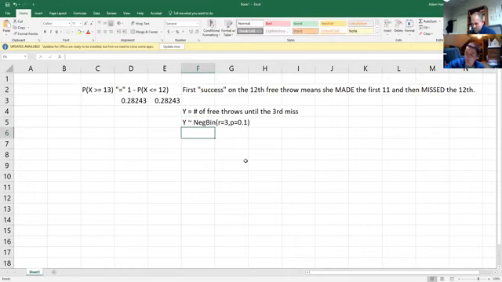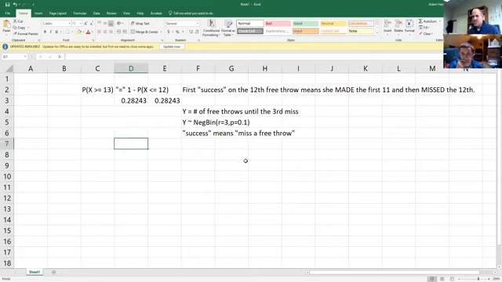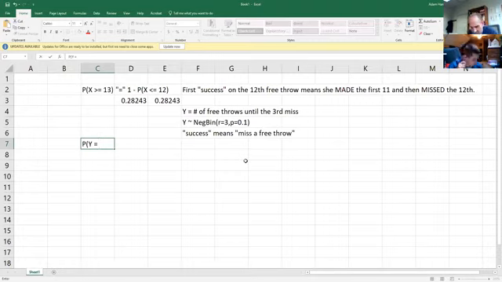And again, success means miss a free throw, right? So that's just kind of bizarre. So if I wanted the probability, what do I want? The probability that Y equals, what are they asking me for? 30.